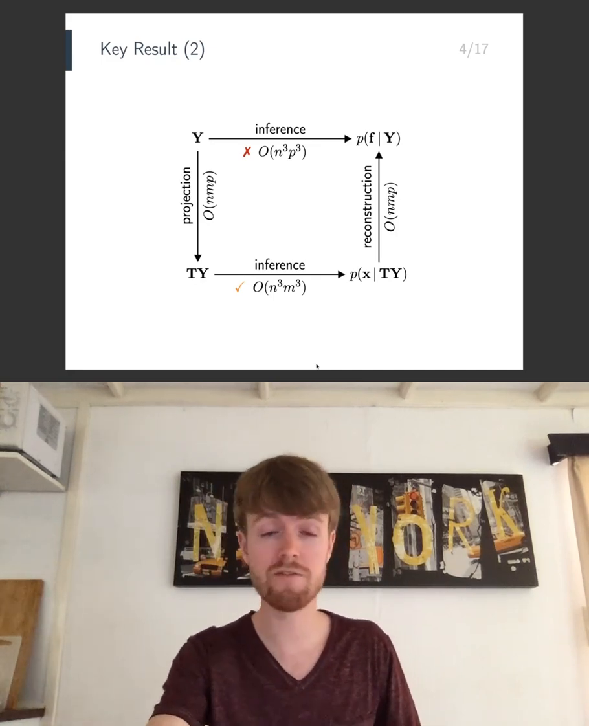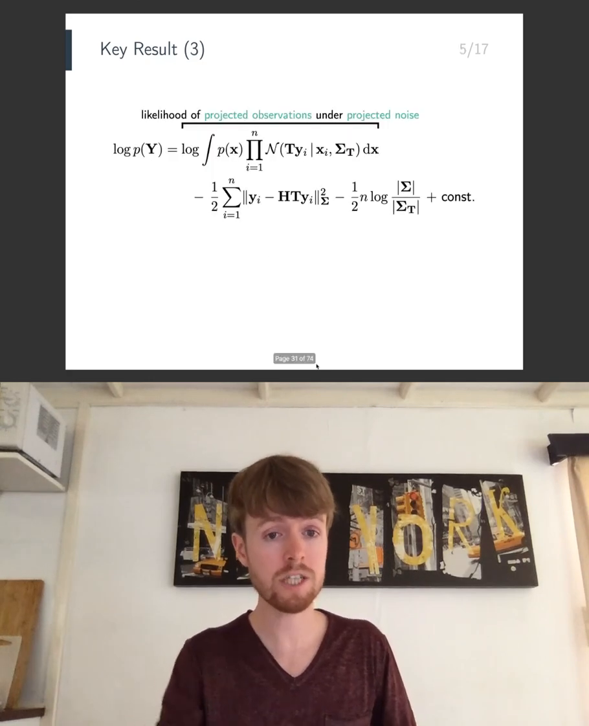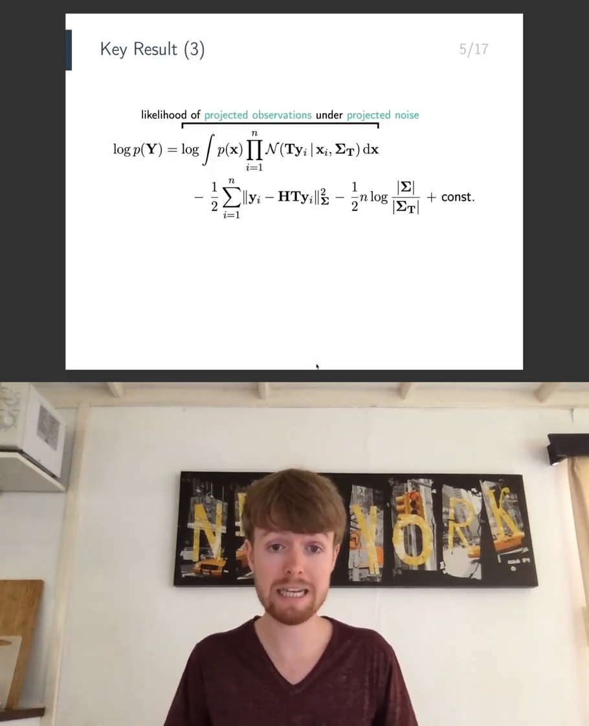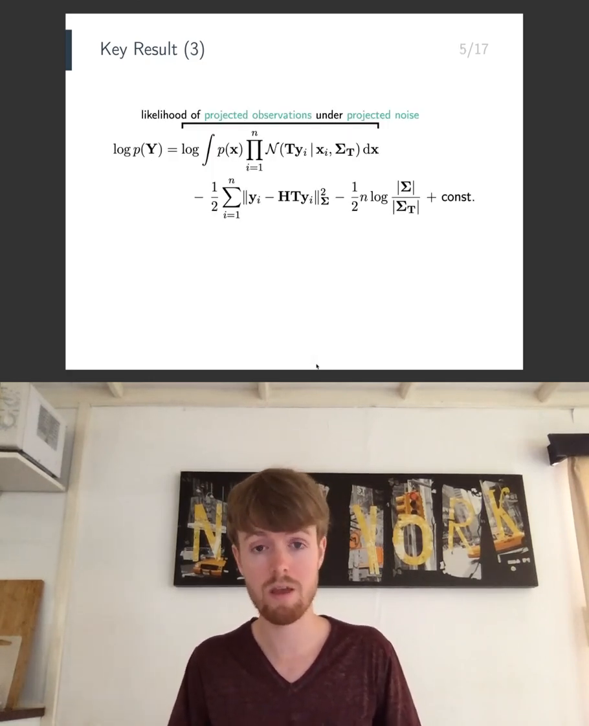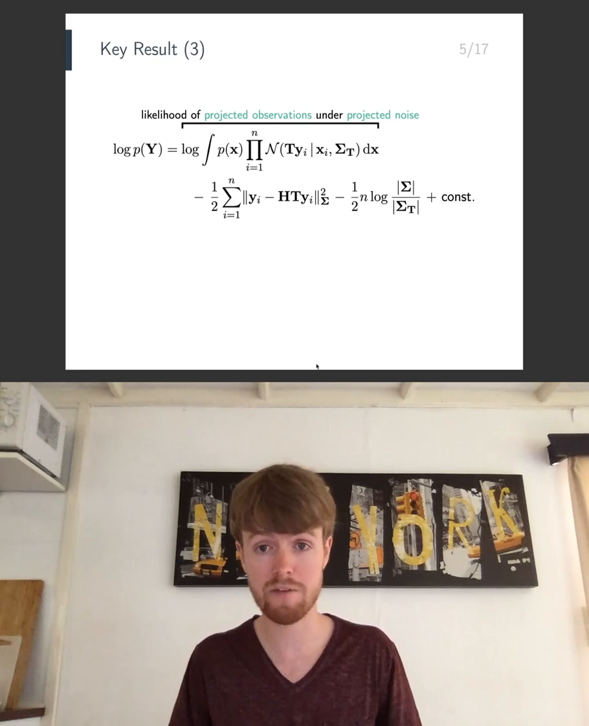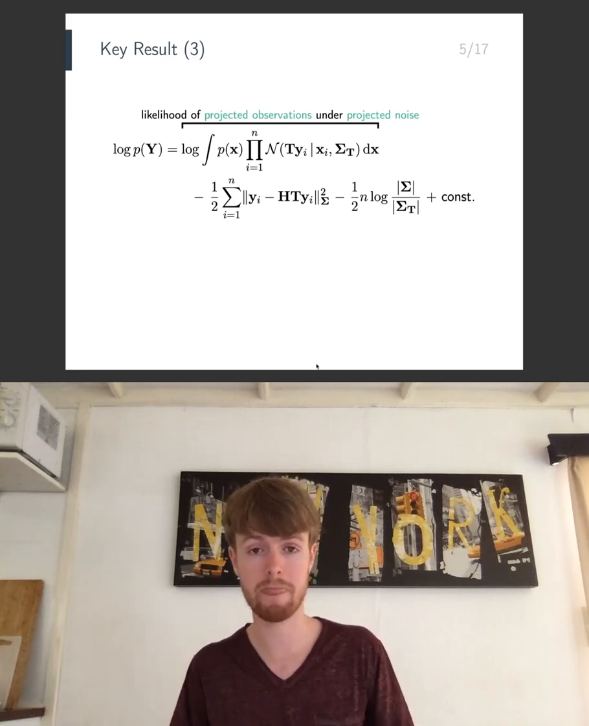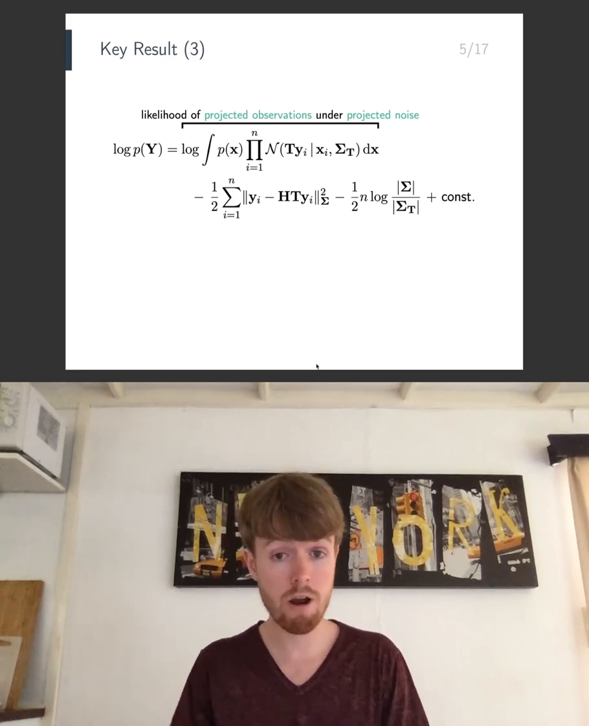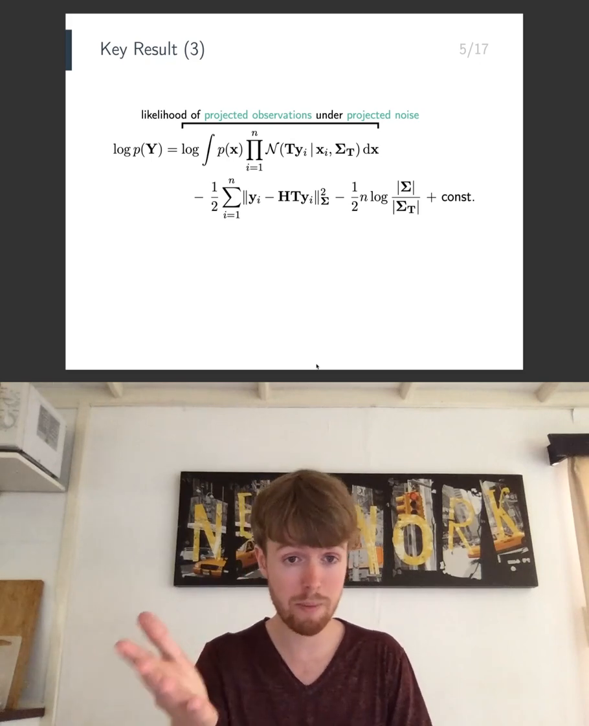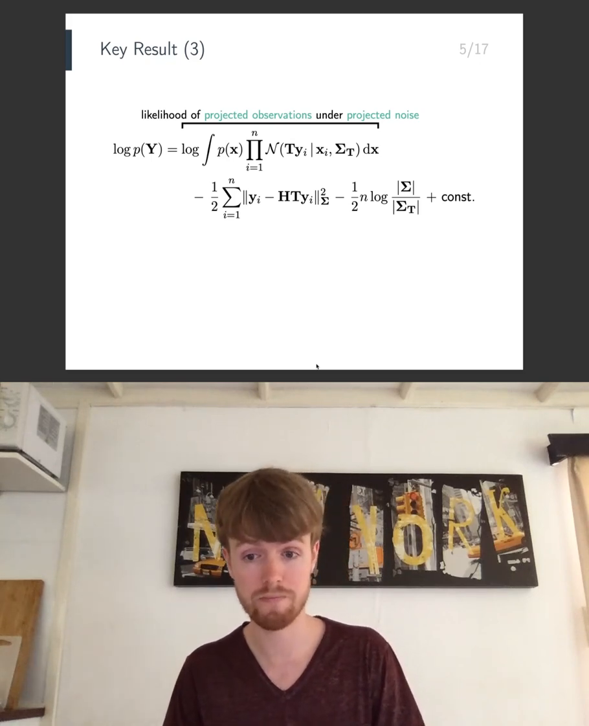To get some intuition for why we can do this, consider the expression for the log probability of some data under the model, which consists of 3 terms, where the first term is exactly equal to the likelihood of the projected observations under the projected noise. Suppose that we're going to learn the basis by maximizing this log probability with respect to h.